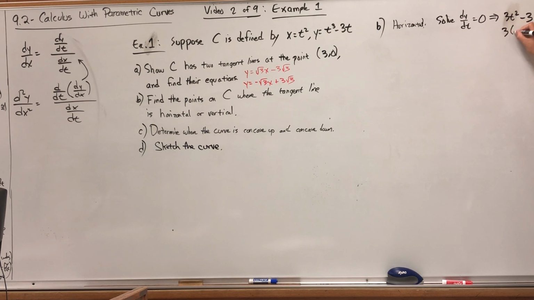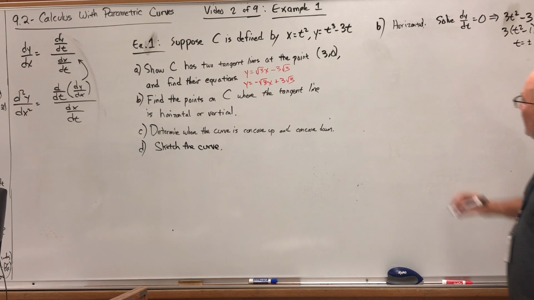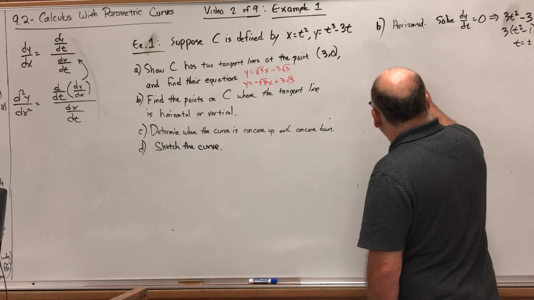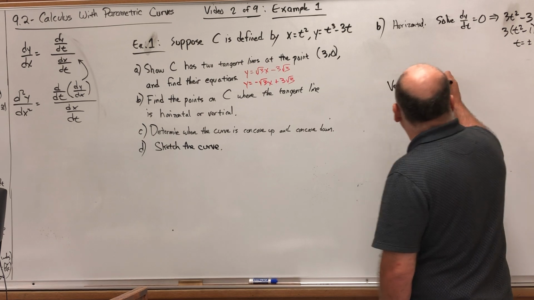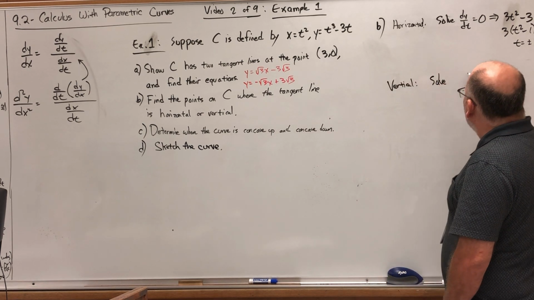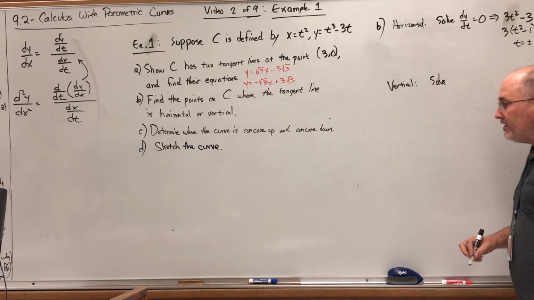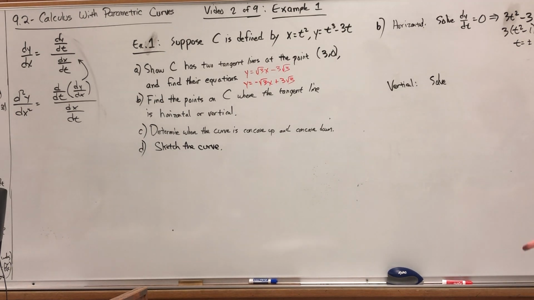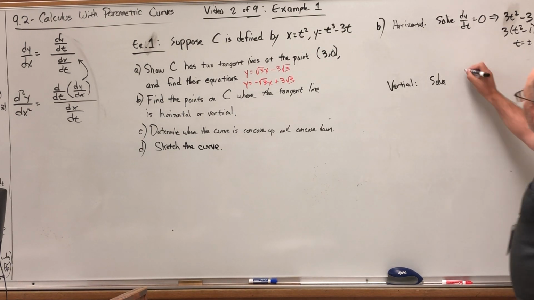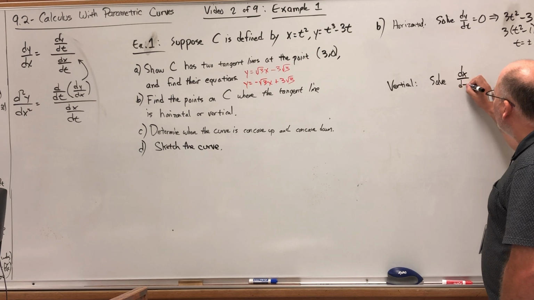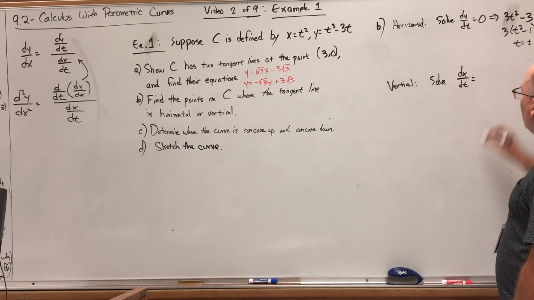If we factor out a 3, that leaves us a convenient t squared minus 1. The only way this is going to equal 0 is if t squared minus 1 is equal to 0, and the only way that's going to happen is if t is equal to plus or minus 1. Now we need to check the vertical ones before we say here's where the tangents are. Because remember, to be a tangent line, vertically or horizontally, one of your derivatives has to be 0 but not the other. For the vertical tangent lines, we need to solve dx/dt equal to 0.